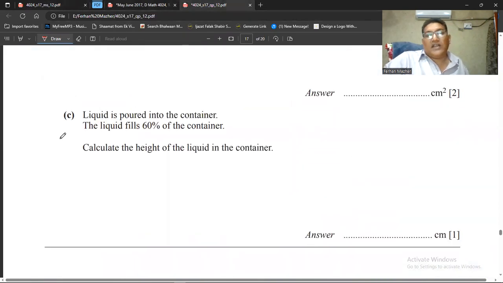Question number 21 and its C part. It says liquid is poured into the container. The liquid fills 60% of the container. Calculate the height of the liquid in the container.